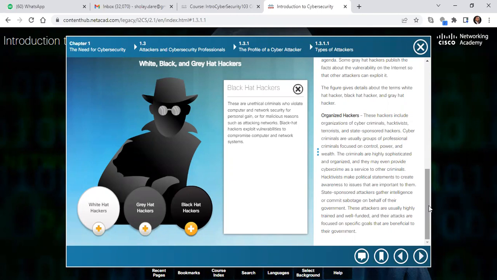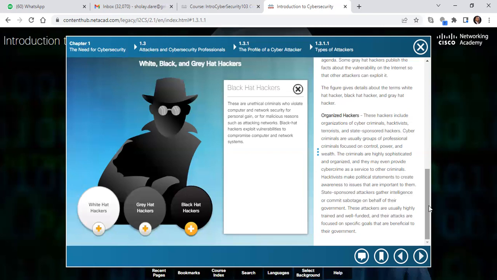Okay, so the criminals are highly sophisticated and organized, and they may even provide cybercrime as a service to other criminals. That's what they do. We heard the story of the Hodge Pumpy guy and what he was doing. That is an example of a cyber criminal, because he had an organized team that they were even training to go out to hack systems, get information, and bring it to them. So from their own base, they will now have access to the customer's account.